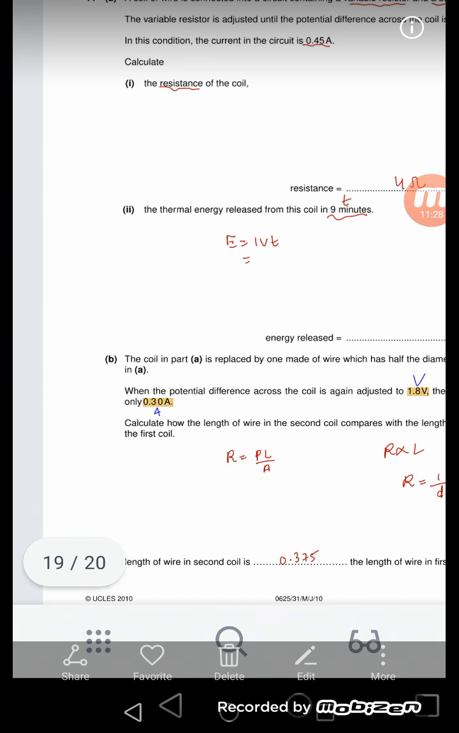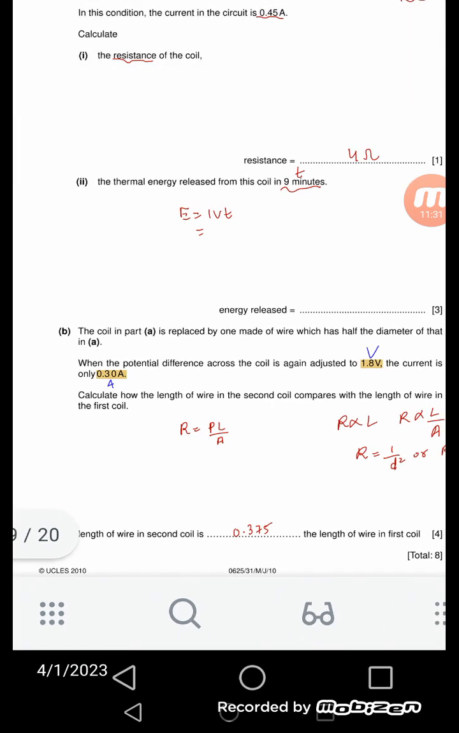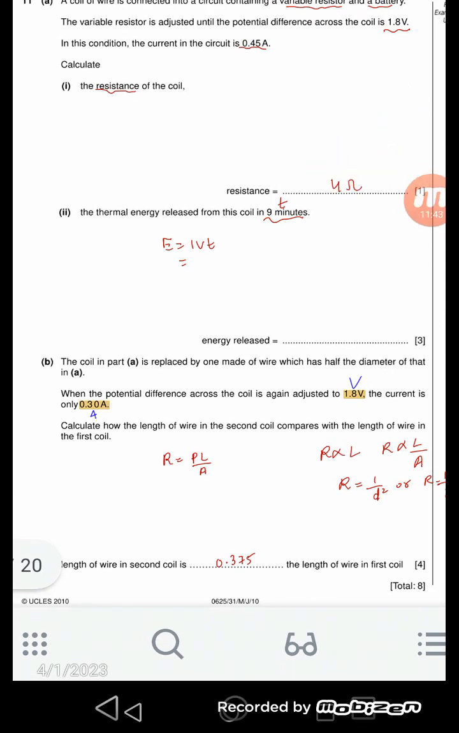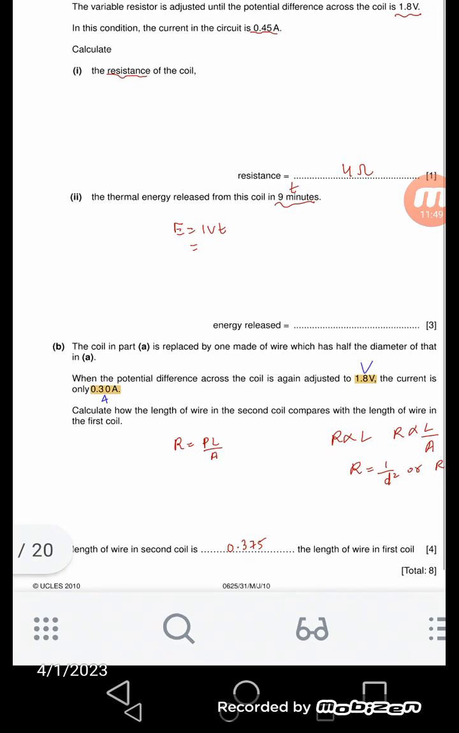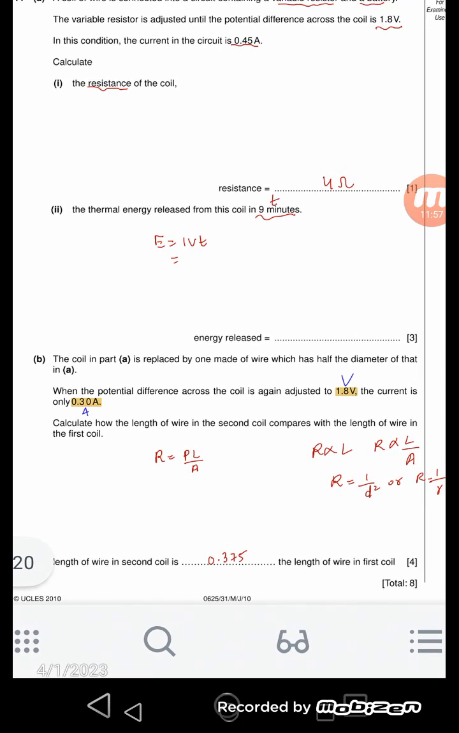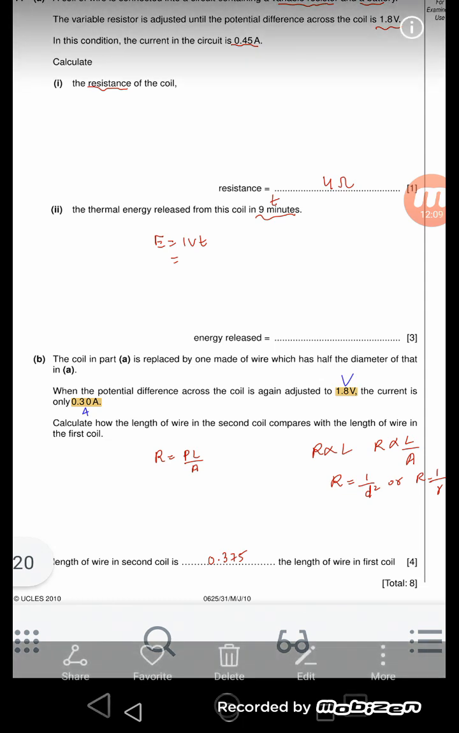Now see in this one, part B: when the potential difference across the coil is 1.8 and the current is this one, calculate how the length of the wire in the second coil compares with the length of the wire in the first coil. In this question, resistance is directly proportional to the length and inversely proportional to the area. If R increases, length will also increase. In this question, the potential difference is this and the current is this. Length of the wire.